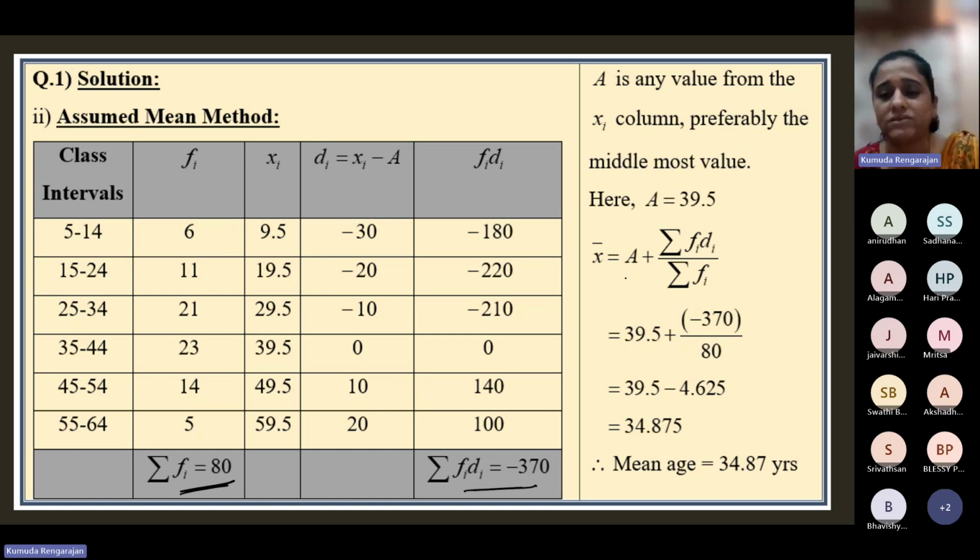This is the formula. X bar is equal to a plus sigma fi di by sigma fi. So the cancelling part I told you in the last class, you will not see it here. You simply cancel the zeros and all that. So you get plus into minus is minus 34.875 or 34.87.